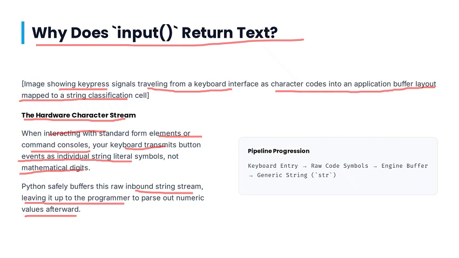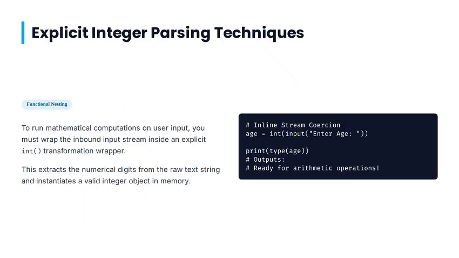Pipeline progression. Keyboard entry, then it goes to raw code symbols, then goes to the engine buffer, then goes to generate string, and the string is generated. Then comes the explicit integer parsing technique, functional nesting.